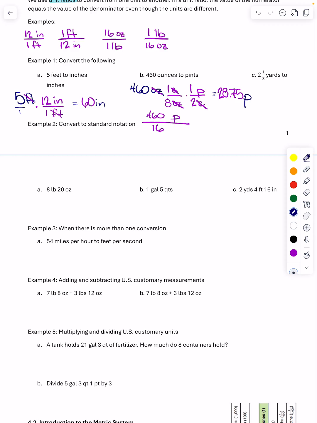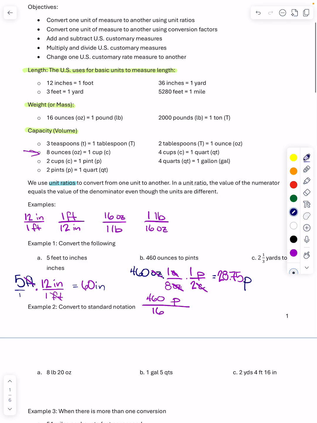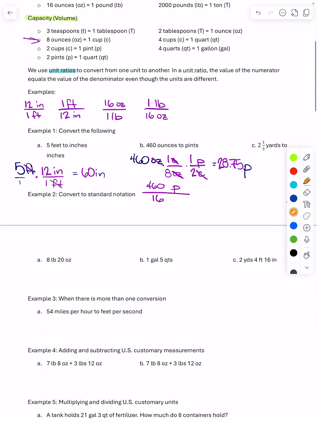Last one, 2 1/3 yards to inches. And I apologize, when I saved this as a PDF, all my spacing was off, and I guess I did not look very closely. 2 1/3 yards to inches. So 2 1/3 yards to inches. I got that right here. 36 inches is 1 yard.